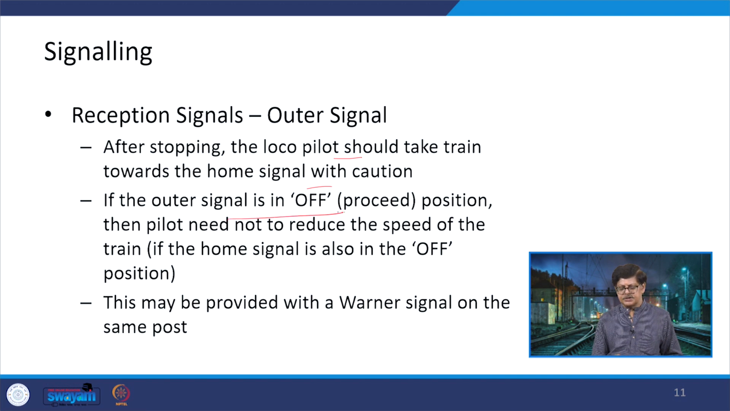Then if the outer signal is in an off position, then the pilot need not reduce the speed of the train if the home signal is also in the off position. This may be provided with a warner signal on the same post to give an additional information.